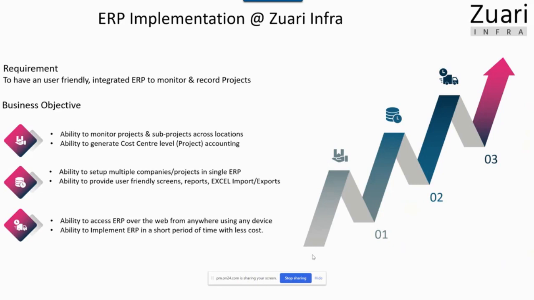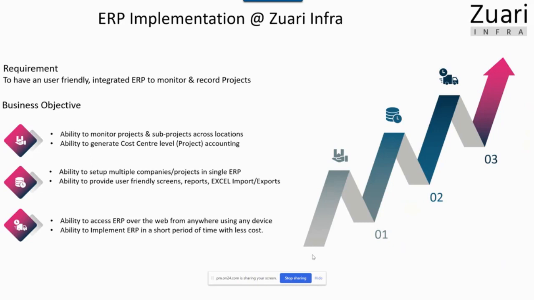Our business objectives, as set during the initial phase of the implementation, were first the ability to monitor projects and sub-projects across locations. Under one project we have multiple small projects, or phases rather. So we should be able to monitor all those projects and sub-projects through the ERP.